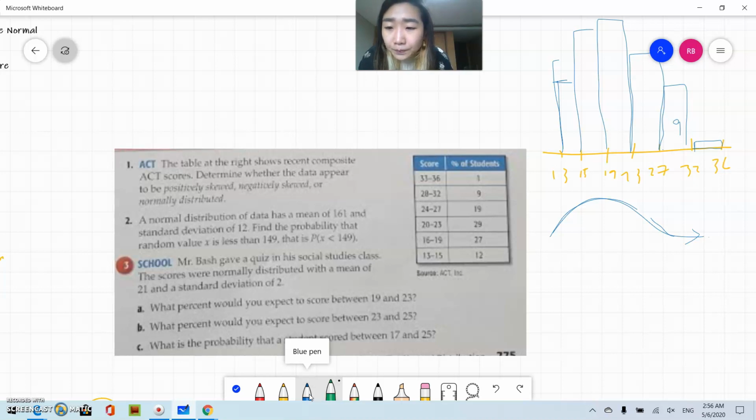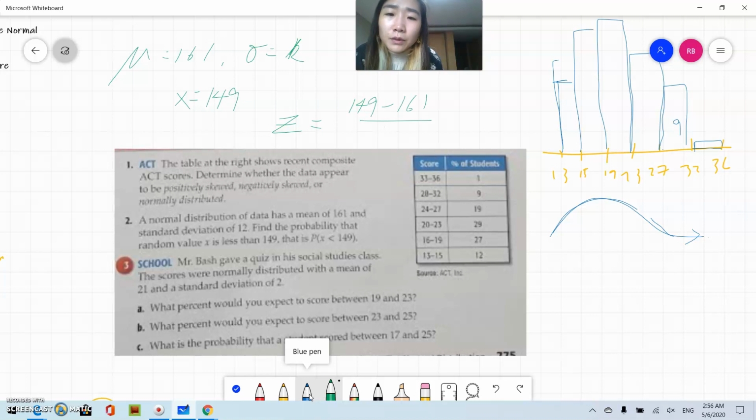Let's look at number 2. A normal distribution of data has a mean of 161, and the standard deviation is 12. It says find the probability that the value x is less than 149. So we need to find out the z-score of x. Let's say x is 149. Then the z-score of 149 is 149 minus 161 over 12.